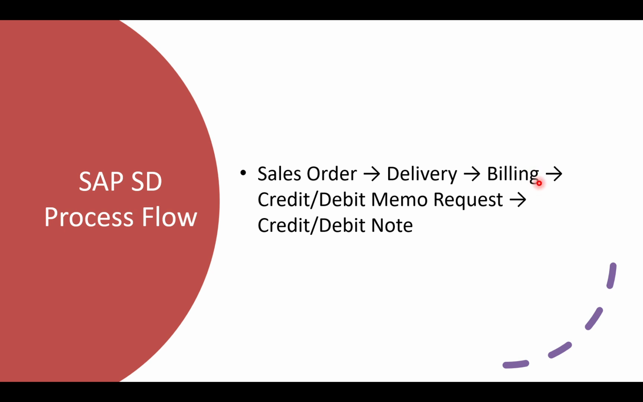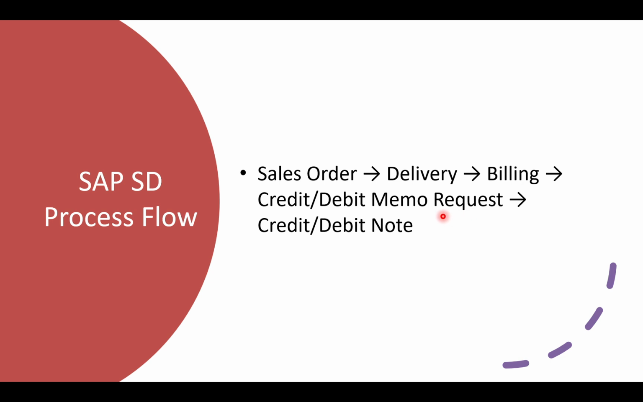After this billing, you come to know that the customer is either overcharged or undercharged. If he is overcharged, we will create a credit memo, and if he is undercharged, we will create a debit memo request. Here it is the debit memo request, not directly a debit memo or debit note.